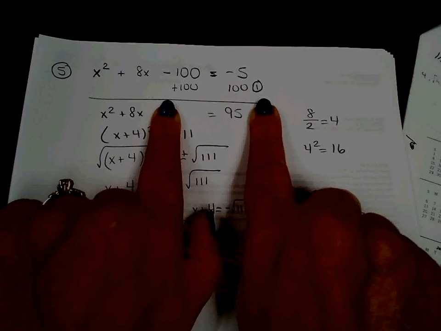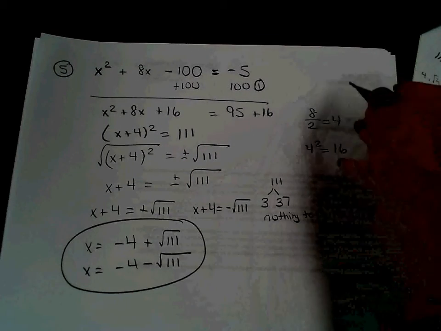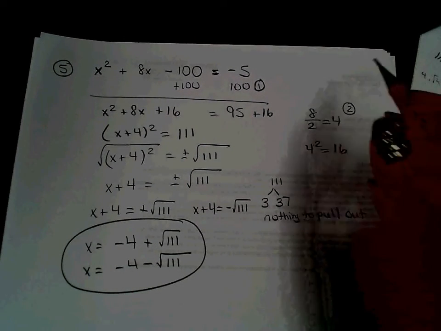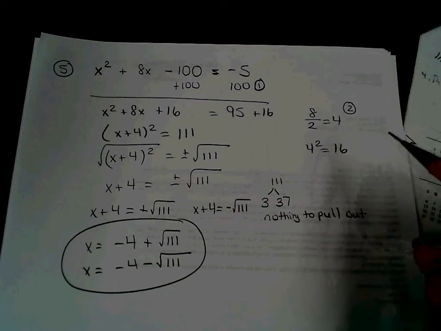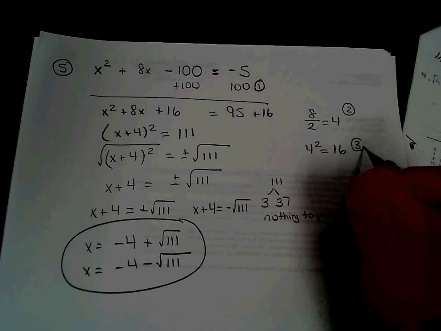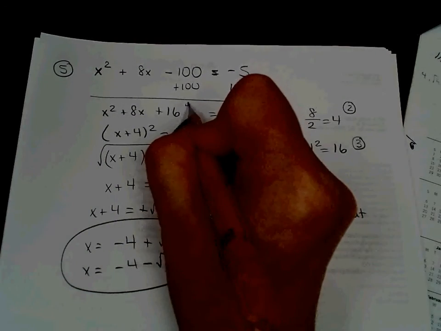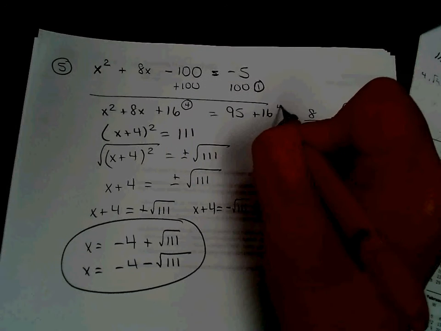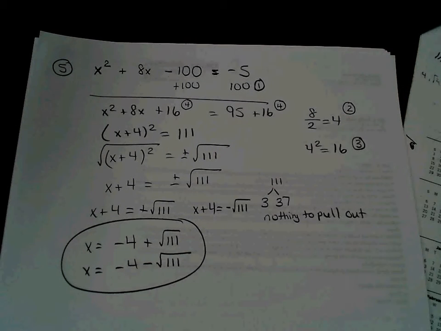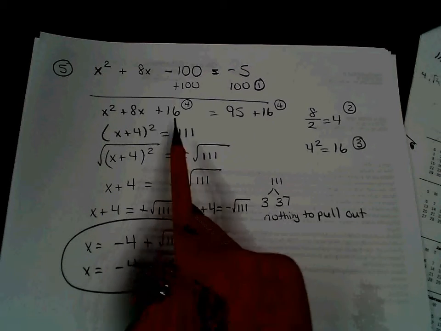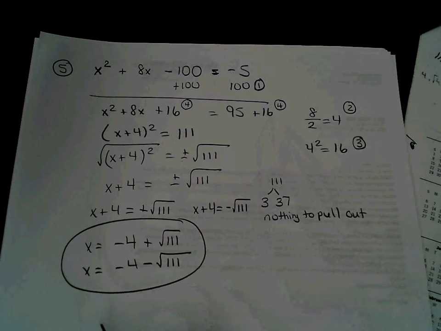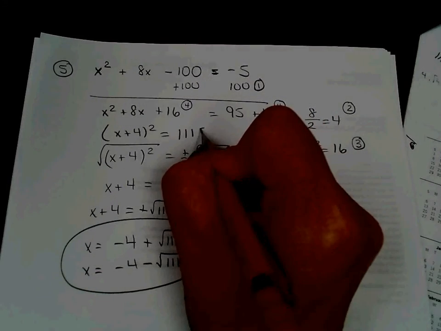I took half of 8, which is 4, and I squared it, which is 16. And then I added 16 to the left, and I added 16 to the right. So now I have x squared plus 8x plus 16 equals 95 plus 16. I added those and got 111.